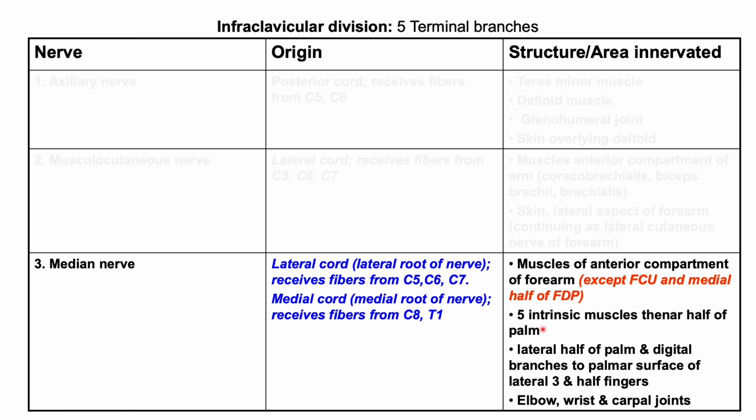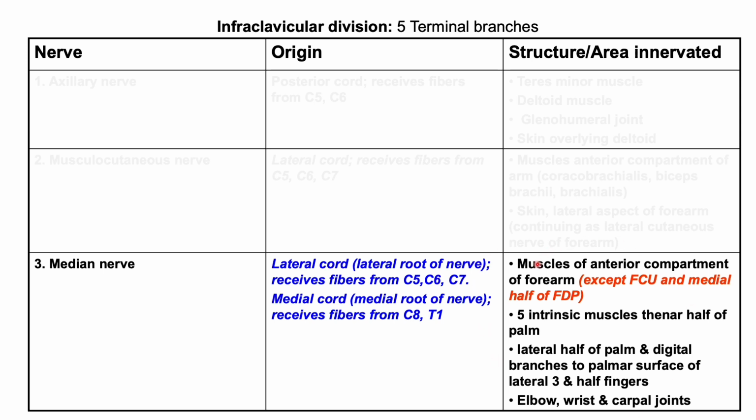Moving on to the structures or area innervated by the median nerve. Though it arises from the infraclavicular area, it doesn't have any innervation in the arm region, either in the anterior compartment or in the posterior compartment of the arm. Once it comes to the forearm, it gives major branches to the muscles of the forearm, with some exceptions, and also to the muscles of the hand. So these are the structures.